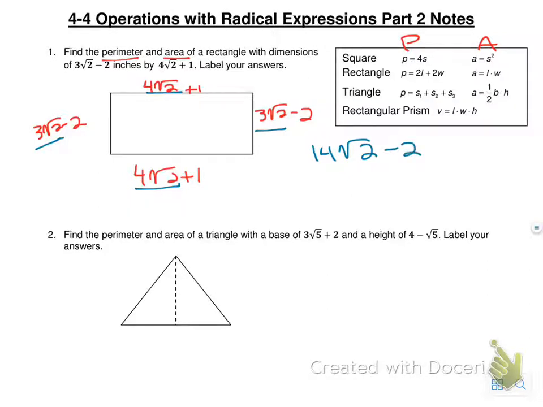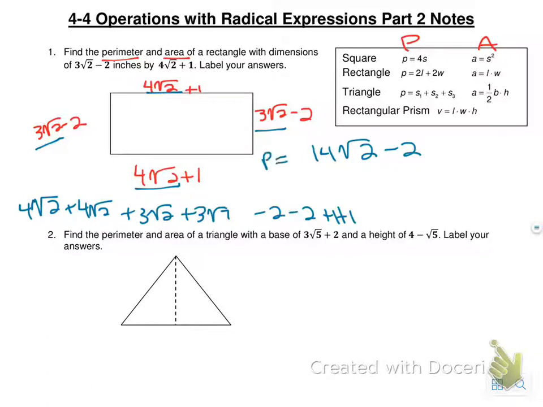So what I did here, just to write it all out, is I did 4 root 2 plus 4 root 2 plus 3 root 2 plus 3 root 2. That's where I got the 14. And then I did negative 2 plus 1. Okay, and that's where I got the negative 2. So the perimeter is 14 root 2 minus 2 inches.